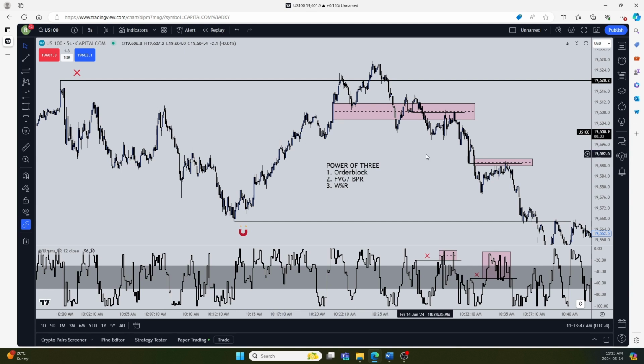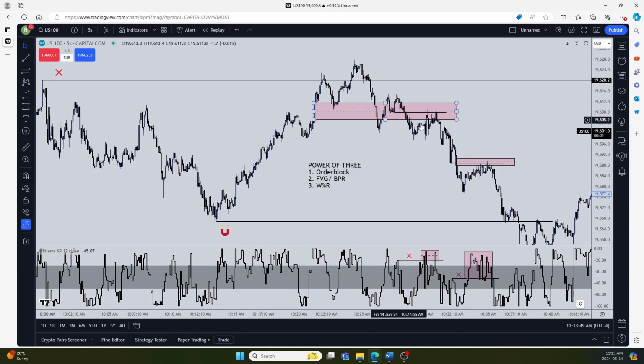In this first example, the first thing is we have an order block mapped out right here. This is the last up close candles, 2 or 3 up close candles before the down move. So when price returns back up to that order block, this can be utilized as one of the PD arrays or confluences that we look for in price to engage. The second thing is the fair value gap or balanced price range.